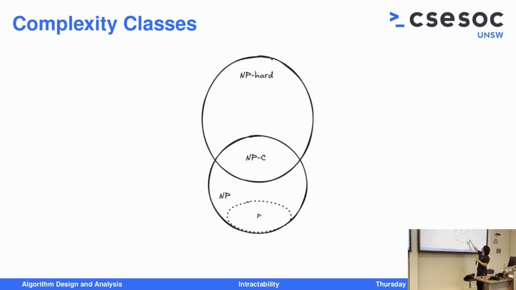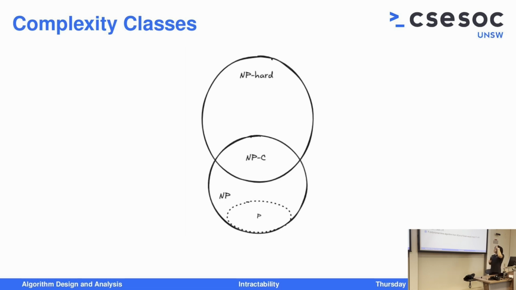And then finally, at the intersection of NP-hard and NP, we have NP-complete. Very importantly, not every NP-hard problem is NP-complete. You have a problem like the halting problem, which is famously NP-hard but not in NP. But a lot of the things you will look at are NP-hard and in NP, and so they're NP-complete.